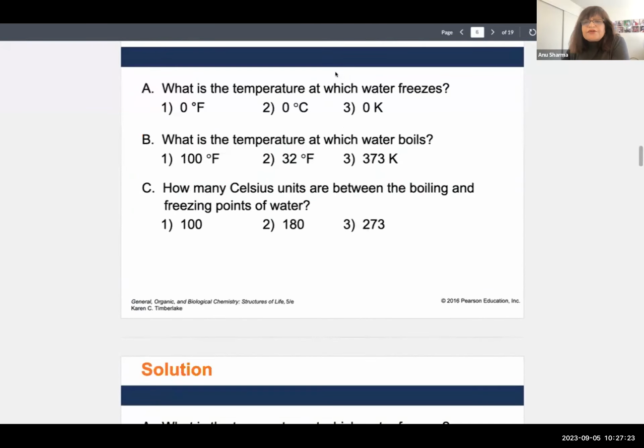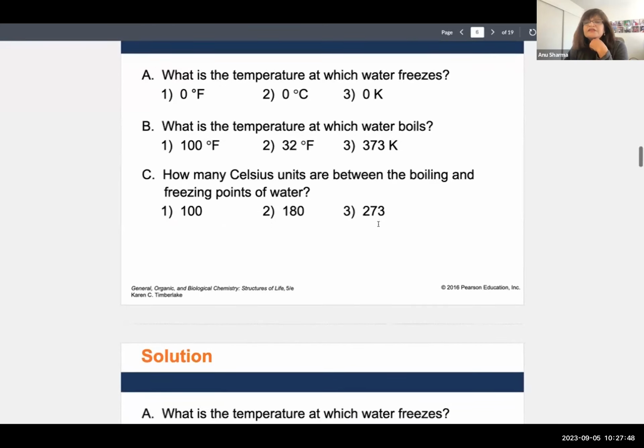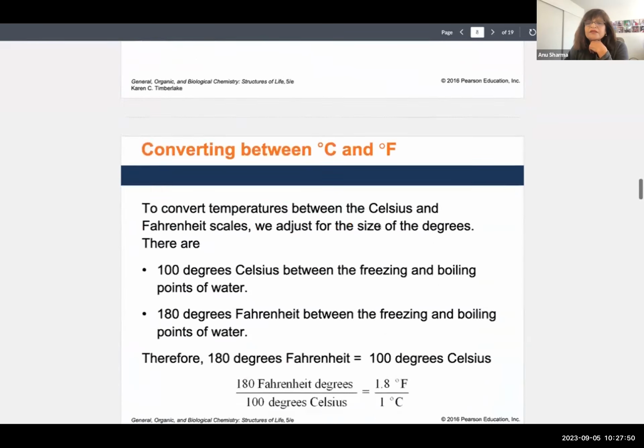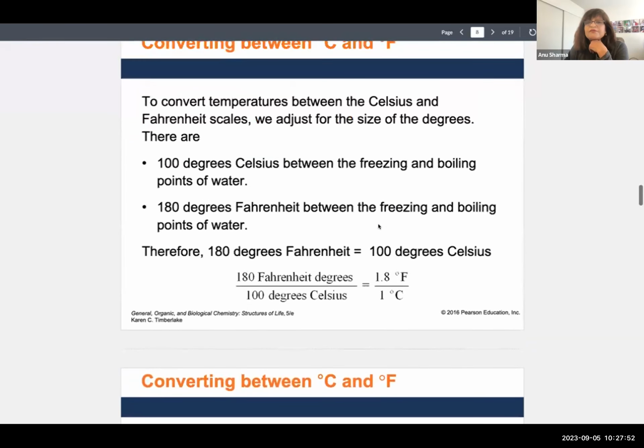Okay, let's see. Where is the study check? What is the temperature at which water freezes? 0 degrees Celsius. What is the temperature at which water boils? 373 K, right? How many Celsius units are between boiling and freezing of water? It's 100 in the Celsius scale, 180 in Fahrenheit, and 273 on the Kelvin scale, okay? That's something you have to keep in mind.